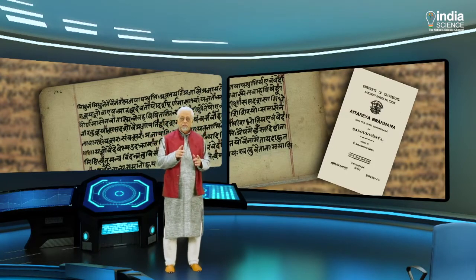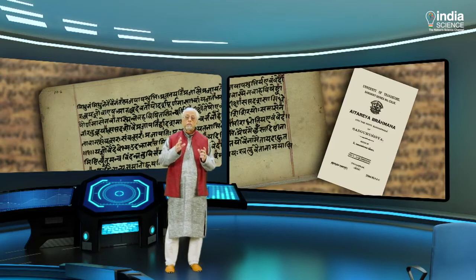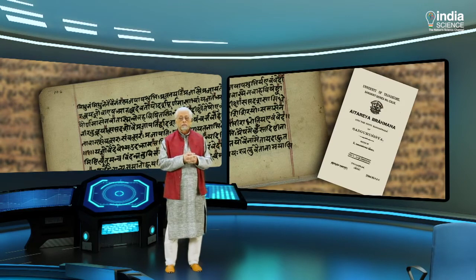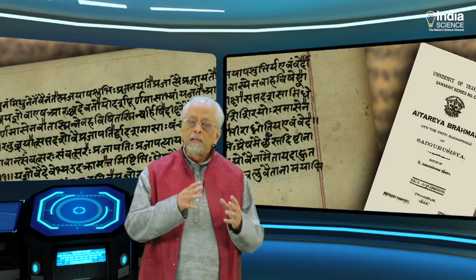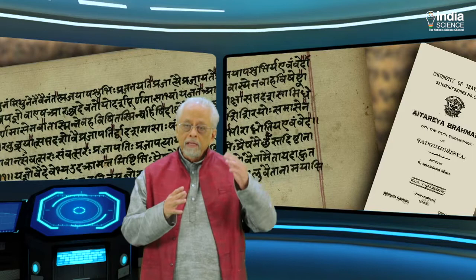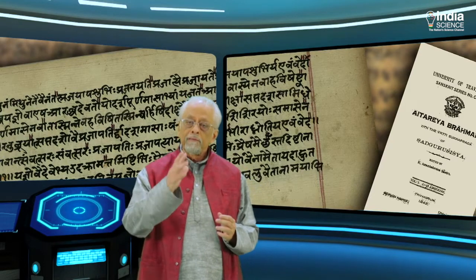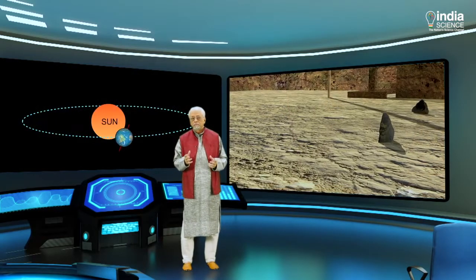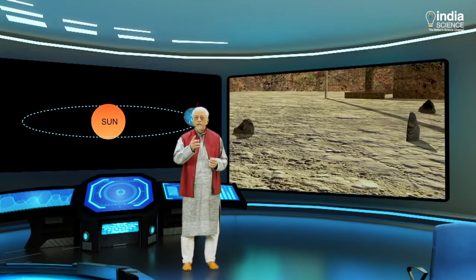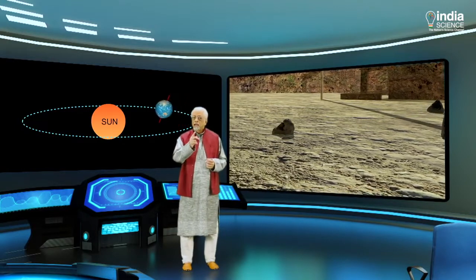Reference to the solstices can be found in the Aitareya Brahmana. There is a passage which shows that the Sun was found to remain stationary for 21 days near the summer solstice. These 21 days were divided into 10 days of Uttarayan and 10 days of Dakshinayan, with the 11th day as the solstice. How could they be so certain that the Sun actually remained stationary for exactly 21 days?